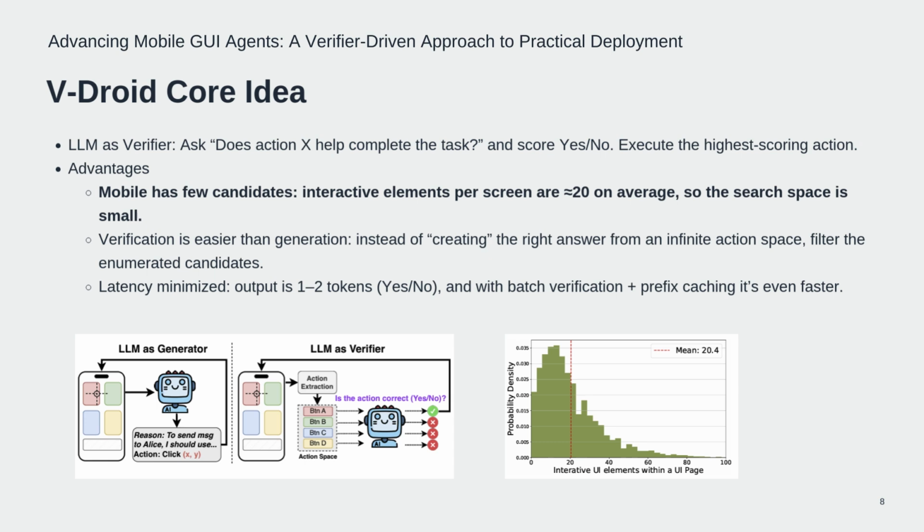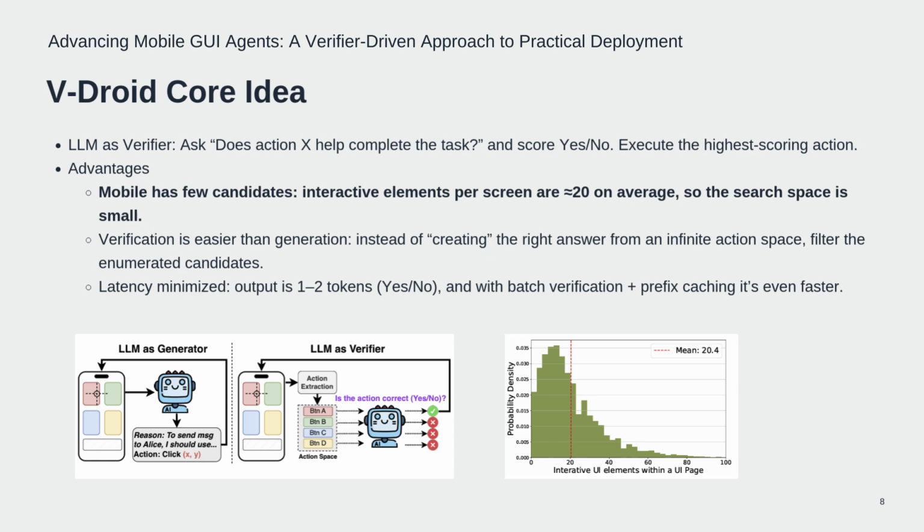Why is this powerful? A few key advantages. First, a small candidate set. On mobile, any given screen has only a handful of things you can do next. The average is on the order of around 20 interactive elements per screen, so the search space is small in each step. You are not dealing with an unbounded set of actions, which means the verifier only has to sift through a manageable list of options.